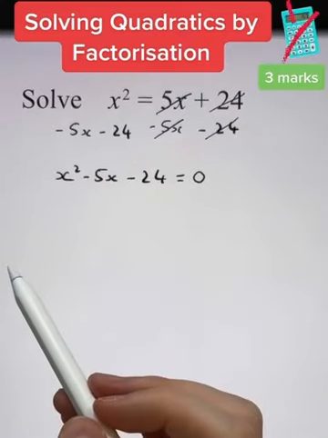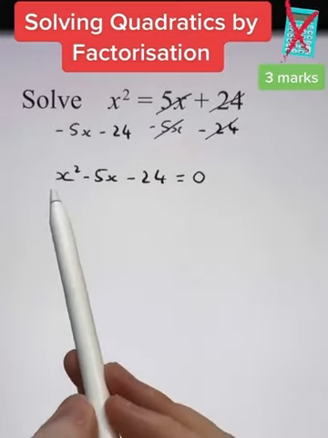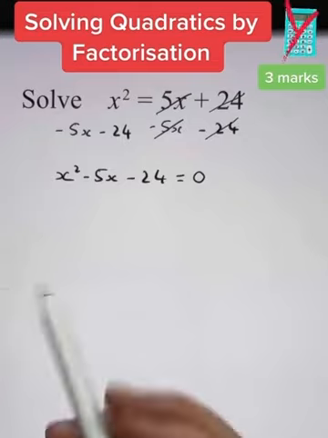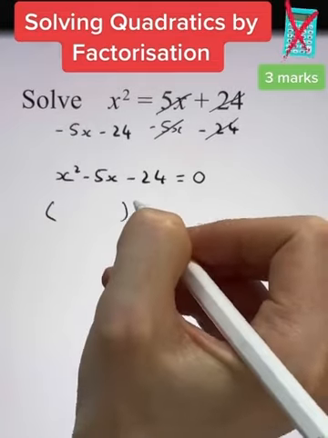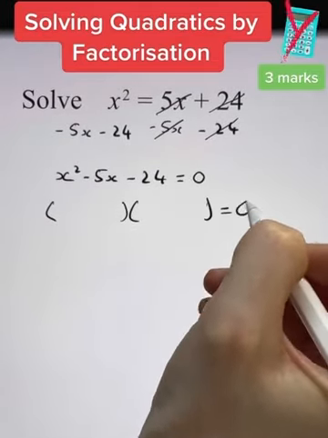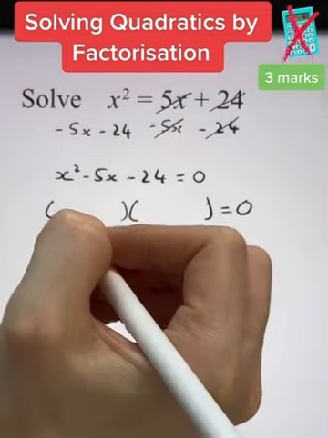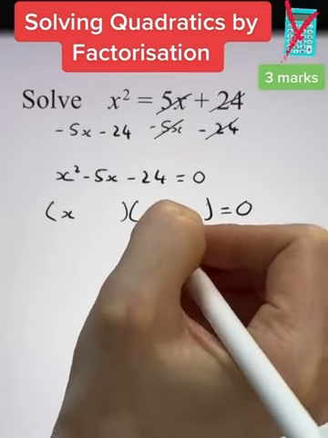Now that I've got my quadratic equal to 0, as I'm solving, and as I've got 3 terms, I can factorise it into what's called double brackets. As my quadratic starts x squared, I know each bracket will start with a single x.